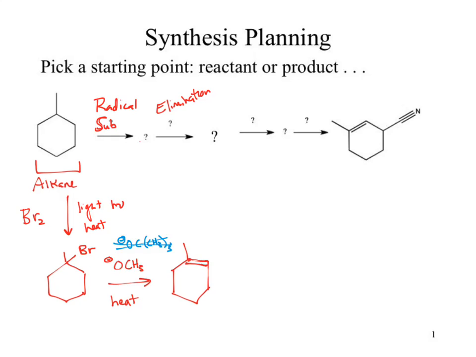Do we have a leaving group in our structure right now? No. We need an alkyl halide. We need a halogen to act as our leaving group. I don't disagree with your substitution statement, though. And I'm not even going to push radicals at this point.